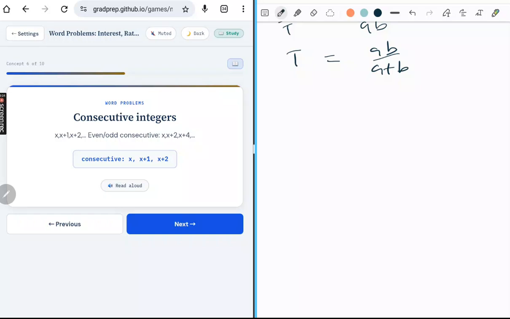Consecutive integers are s plus 1, s plus 2. Consecutive odd or even numbers are s plus 2, s plus 4. Okay, s plus 2, s plus 4. Okay. What else?